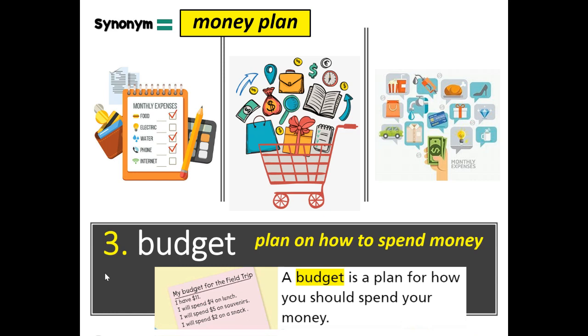And here it says my budget for the field trip. I have $11. I will spend $4 on lunch. I will spend $5 on souvenirs. I will spend $2 on a snack. And that all adds up to $11. Think about it. Would you need to know how to plan a budget or a money plan? Budget.